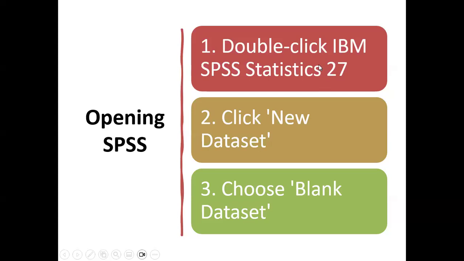And once you double-click it, a couple of windows will pop up. Then if you are going to enter the data from scratch, then you will select new data set and finally choose blank data set. If your SPSS software does not have a shortcut on your desktop, then you will have to use the start menu to trace exactly where it is saved. And that will give you a heuristic access to the SPSS software.